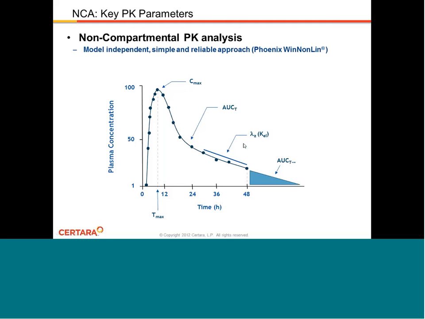In the terminal phase, a log-linear regression is performed, and the negative slope of this is referred to in the WinNonlin jargon as lambda z. In literature, you might encounter it as a KEL or K_E. And then this terminal phase regression line is used to extrapolate beyond C last to calculate the AUC infinity.